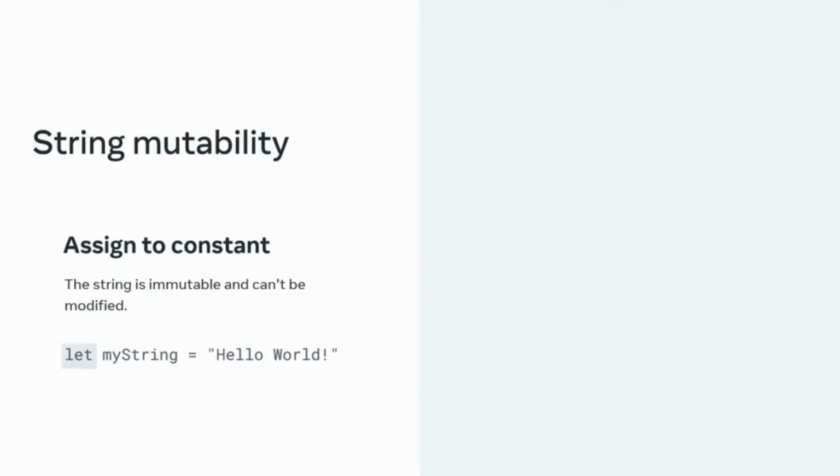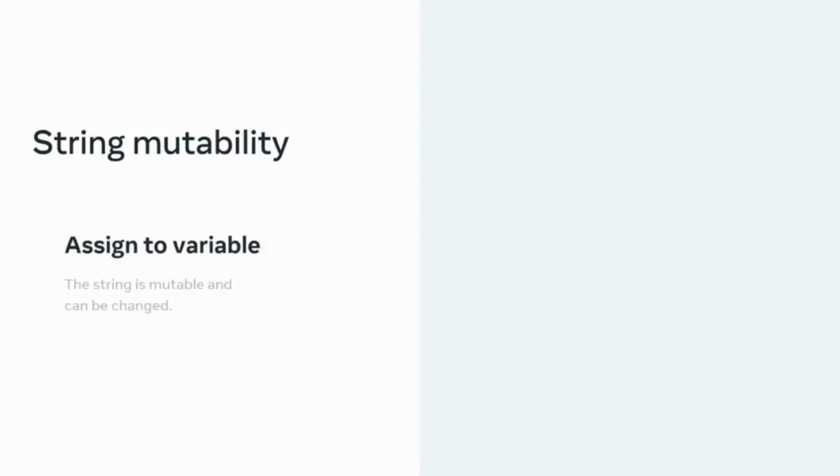Next, let's explore the concept of string mutability. If you assign a string to a constant, then it is immutable, which means that it can't be changed or modified. For example, suppose you create a constant and assign it a string value of hello world. If you try to reassign this constant to something like hello there, you will get an error in your code. However, if you were to instead assign that string to a variable, the string is said to be mutable, which means that it can be changed.